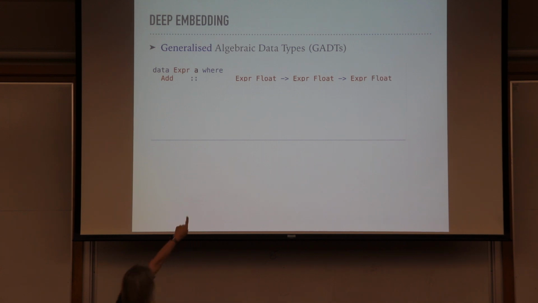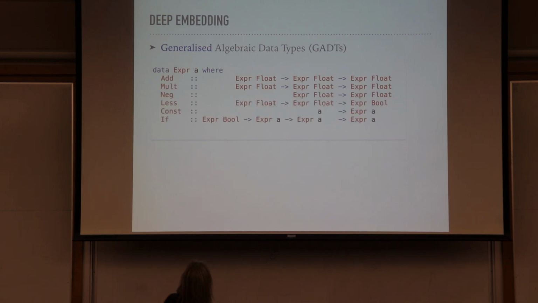So now with these generalized algebraic data types, because the result type doesn't have to be the same as the type I define, I can specialize it and let it carry more information in it. Multiplication is the same. Negation, less than says, give me two floating point expressions and I'll give you a bool. Constant now, we don't need different constant expressions anymore. We just say, if you give me an A, then constant will wrap that A into the expression box and create an expression of type A.